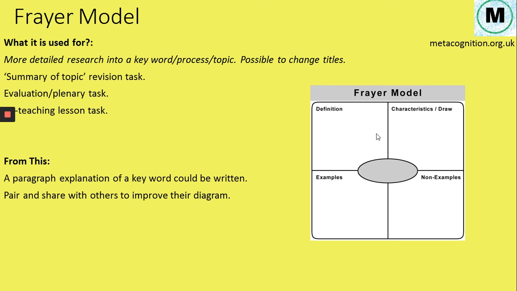You can get either individuals or pairs or groups to produce their Frayer model for their specific thing, and then pass them around. Swap them with pairs, pass them around groups, and get them to fill in more and more details. Or if each different group has got a different Frayer model, so I've done this with fractions, for example, so one group had multiplying fractions, one group had dividing fractions, one group had adding fractions, and one group had finding a common denominator. And then after 5 minutes, the groups had to pass them around.